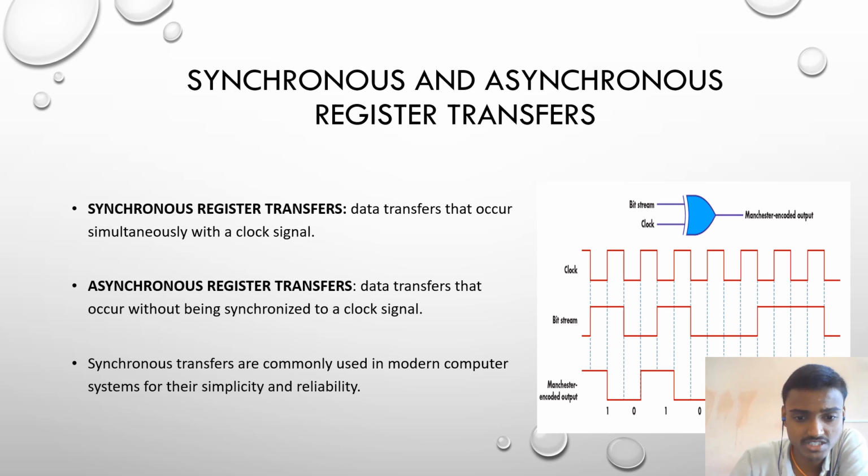In asynchronous register transfer, data transfer occurs without being synchronized to a clock signal. See, if a signal is getting high, after some time it gets low, but this time duration is not specific or constant in the upcoming time. It takes 2 seconds, again it takes 3 seconds or 4 seconds. It is not uniform. That's why I said asynchronous. Asynchronous or synchronous data transfers are commonly used in modern computer systems for their simplicity and reliability.